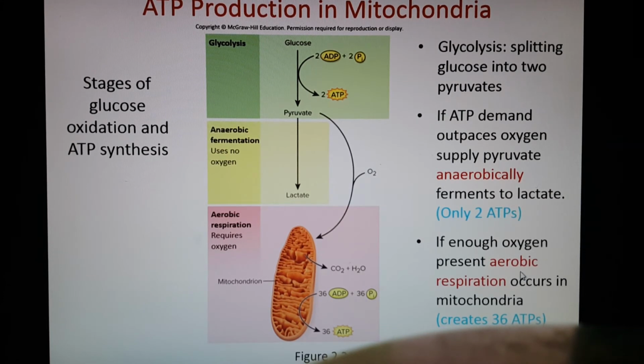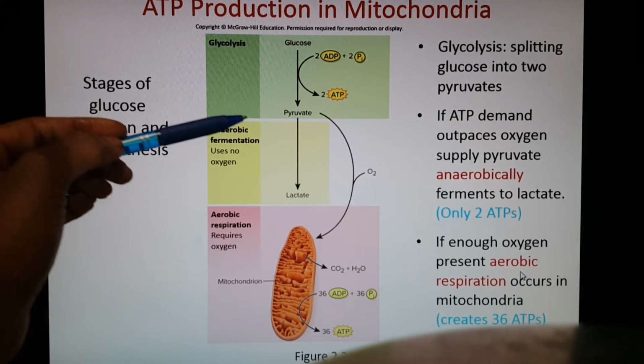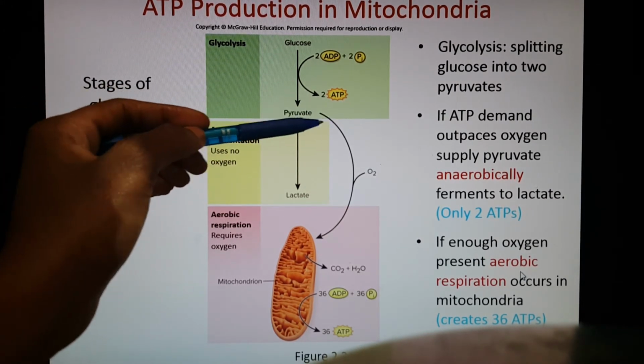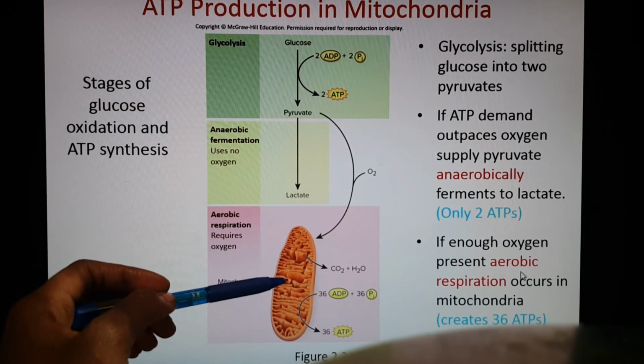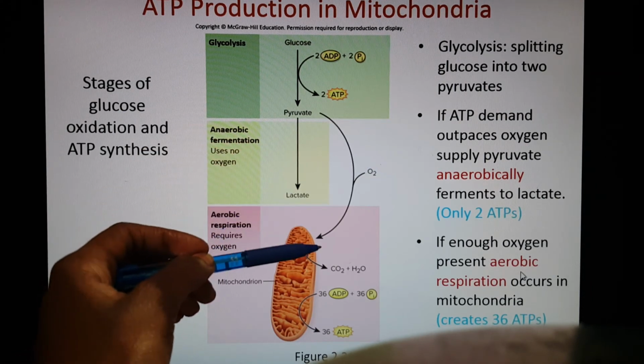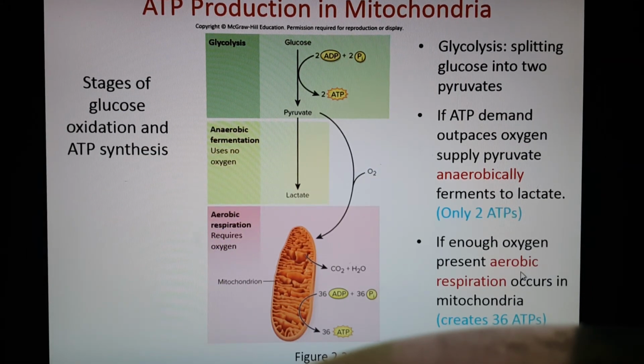Or if there's enough oxygen in the body, instead of this pyruvate being fermented, the pyruvate is transported into the mitochondria. Again, here comes our oxygen, going through a big long process that we'll go into the details of next semester, but eventually, at the end, being way more efficient, creating 36 molecules of ATP.